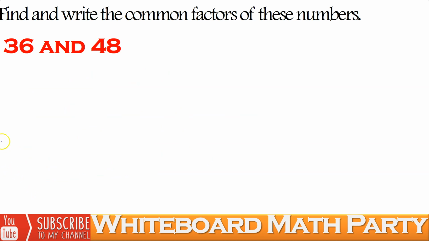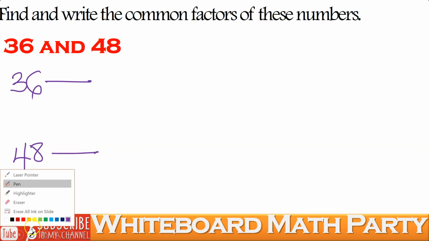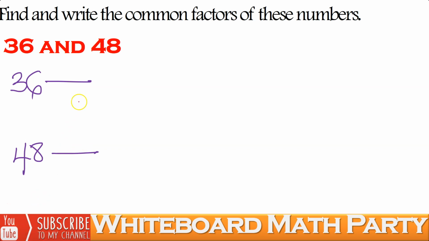The next example is 36, 48. Let's find their common factors together. A very simple step we need to take is the same. First of all, I'm going to look for all the numbers that can divide 36. After that, I'll look for all the numbers that can divide 48. And after that, I'm going to compare. So let's begin by looking for the numbers that can divide 36 without any remainder.